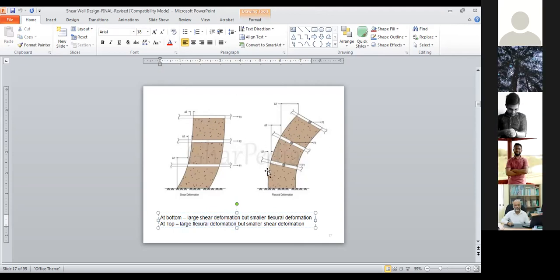So if you combine these two structures together, what will happen is that the shear deformation will be controlled by the flexural deformation, because it will not allow this large deformation. And at the top, the flexural deformation of the wall will be controlled by the shear deformation.